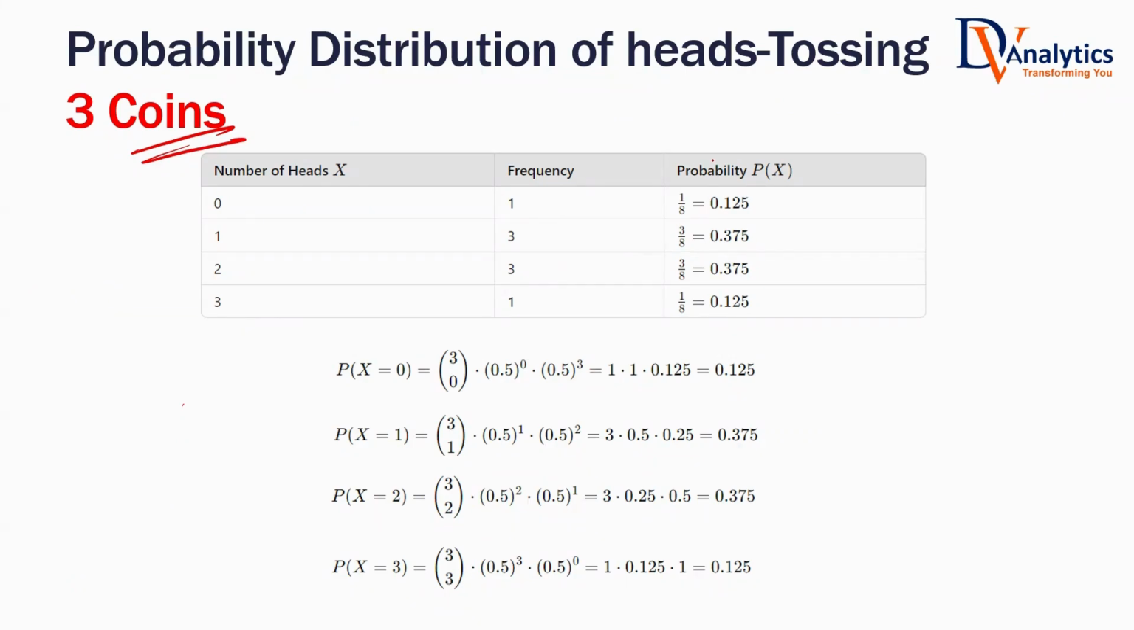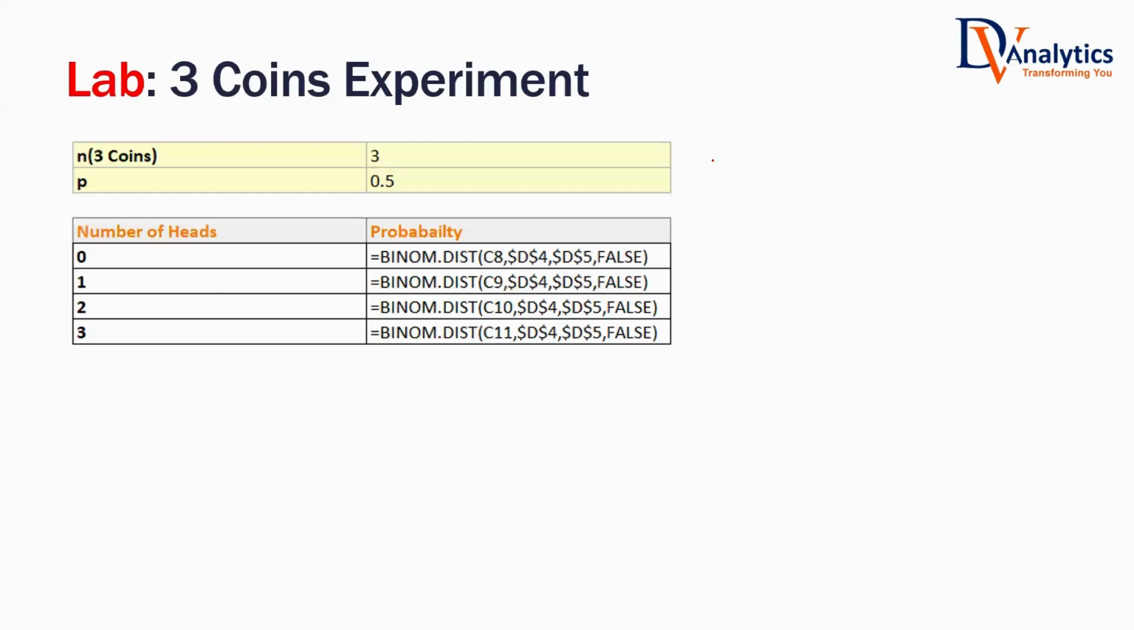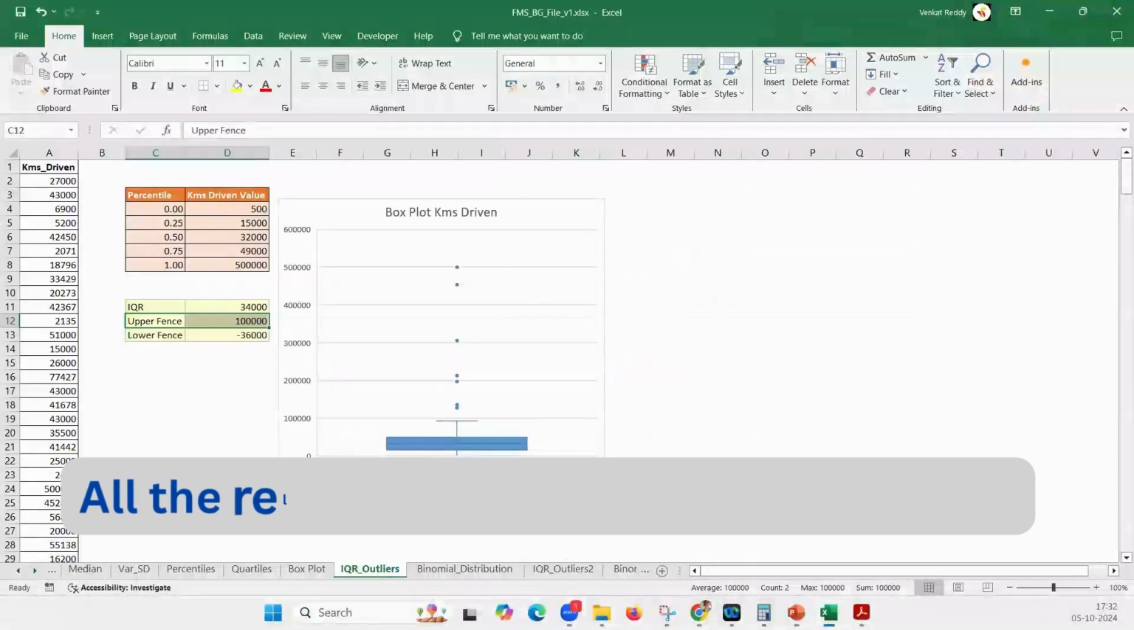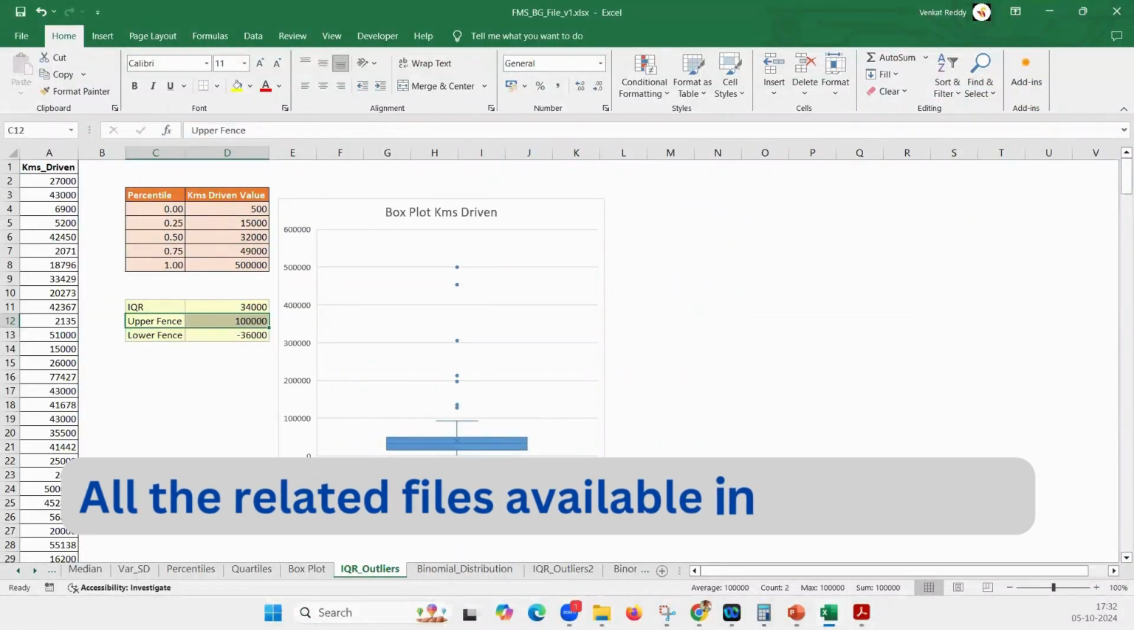Yes. Now let us do this 3 coin experiment in the Excel file. Here we have calculated the probabilities. I have just shown you the formulas, but if we want to do it in Excel, I'm not sure whether you may have to do it or you don't need to do it. That is not really required, but I'll show it to you once.